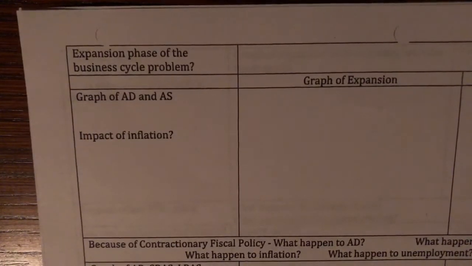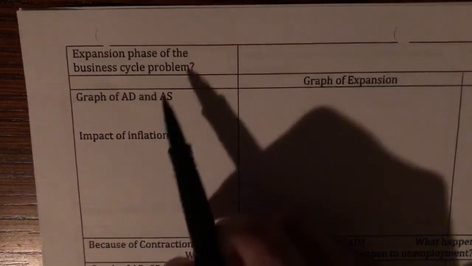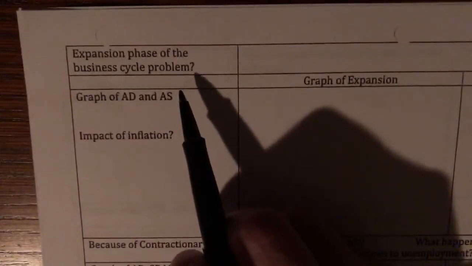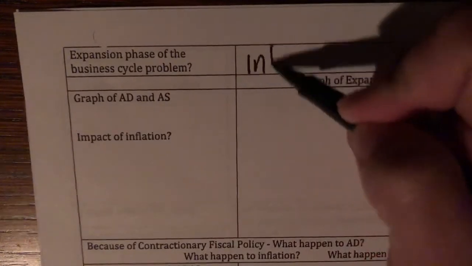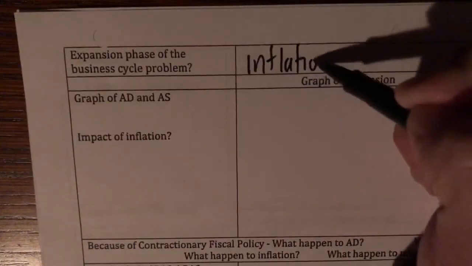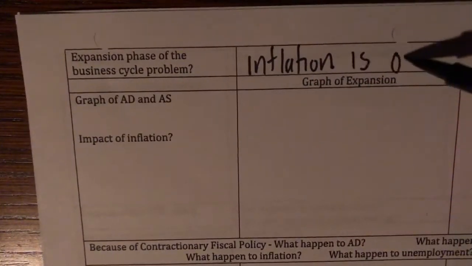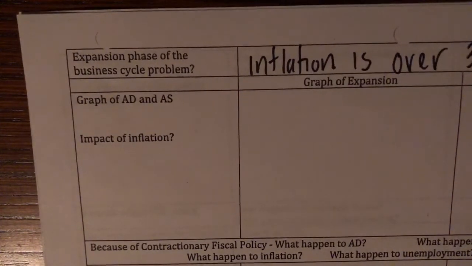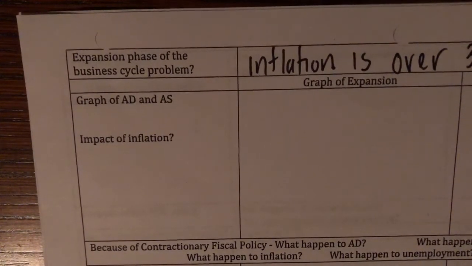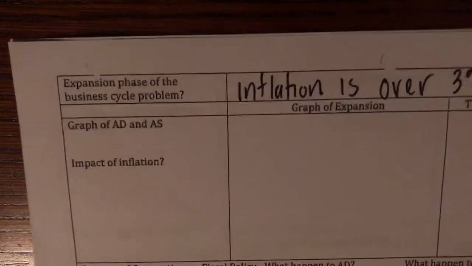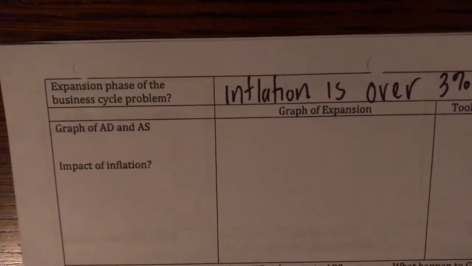Okay, I'm going to be graphing a lot with you just so we could get what's going on. And we're bringing in a lot of things. We're bringing all of our graphs in to understand what is going on. So we're in the expansion phase of the business cycle. The problem is inflation is over 3%.